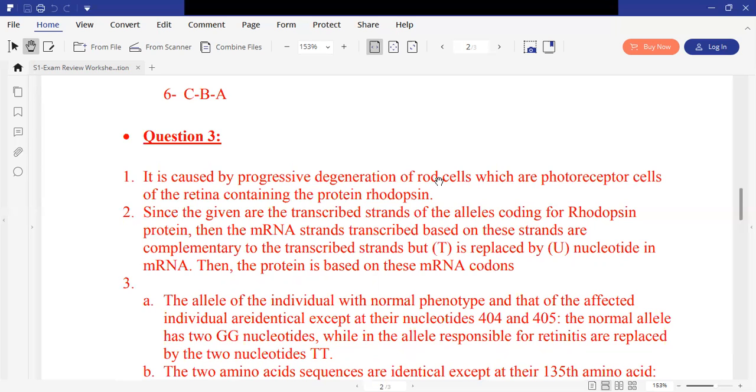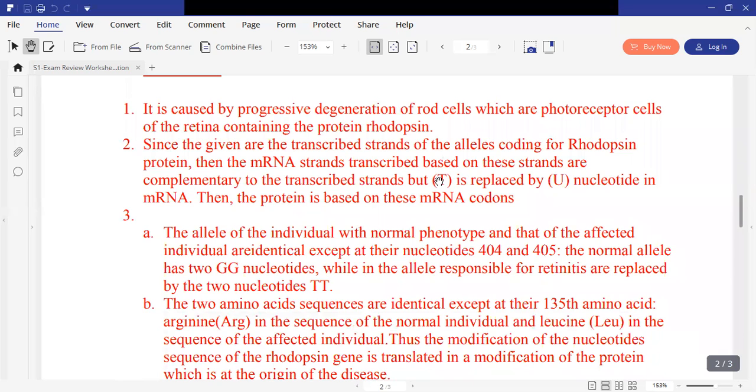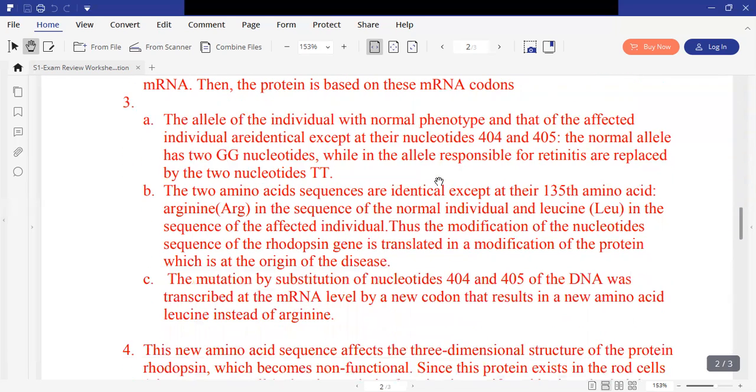So here, the allele of the individual with normal phenotype and that of the affected individual are identical, except at their nucleotides 404, 405. The normal has GG, while in the allele for retinitis pigmentosa, they are replaced by TT. So the amino acid sequences are identical except at the 135th amino acid, where it's arginine in the normal sequence and leucine in the affected one. So the modification of the rhodopsin gene is translated from the level of the nucleotide to the level of protein, and this is the origin.